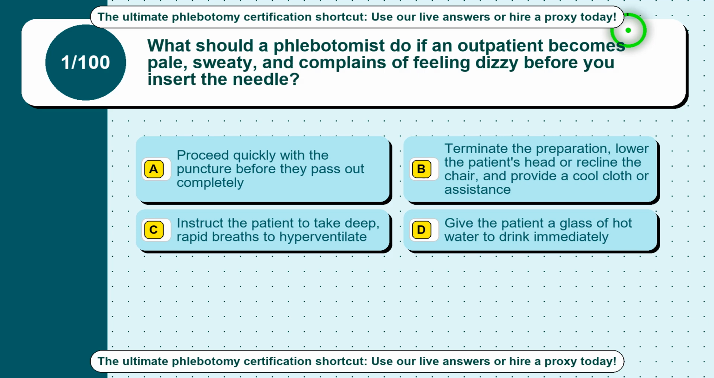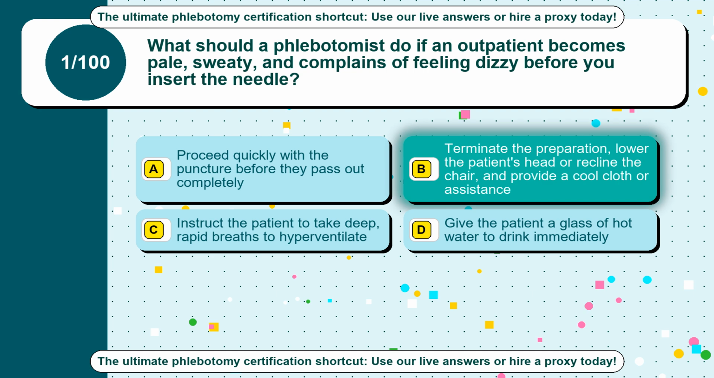Question 1. What should a phlebotomist do if an outpatient becomes pale, sweaty, and complains of feeling dizzy before you insert the needle? Option A. Proceed quickly with the puncture before they pass out completely. Option B. Terminate the preparation, lower the patient's head or recline the chair, and provide a cool cloth or assistance. Option C. Instruct the patient to take deep, rapid breaths to hyperventilate. Option D. Give the patient a glass of hot water to drink immediately.